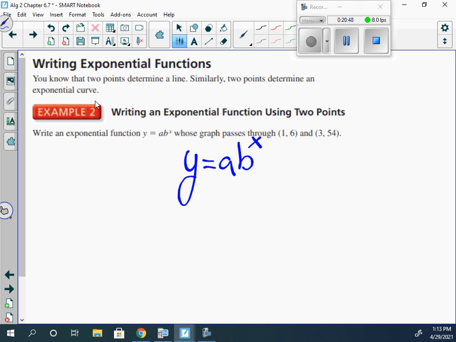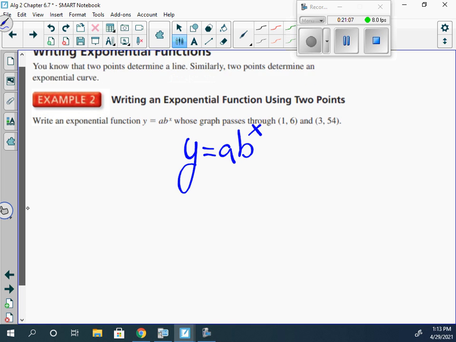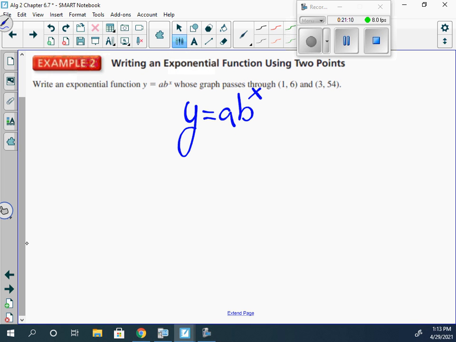Our general exponential function comes in the form of y equals a times b to the x. And what we want to do is find the general equation for this here. Now they give us 2 points to work with, (1, 6) and (3, 54). So when I have an x value of 1, the y value is 6, whatever values a and b are. When the x value is 3, the y value is 54.